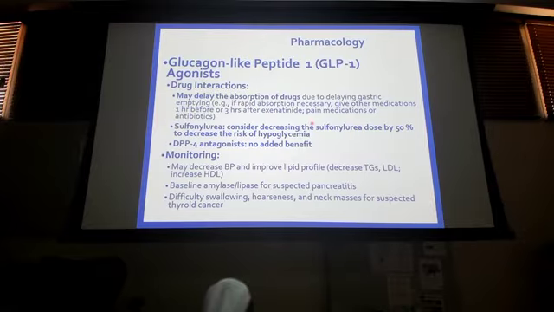So GLP-1s may delay the absorption of drugs due to the delayed gastric emptying. So just be cognizant of that. Sulfonylureas, consider decreasing the dose by 50% to decrease the risk of hypoglycemia. No added benefit with DPP-4 antagonists.